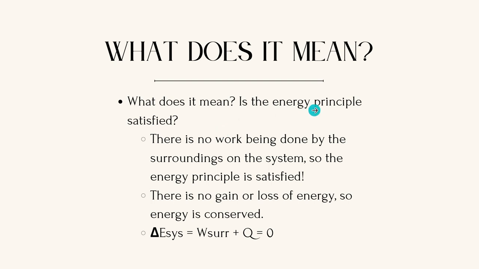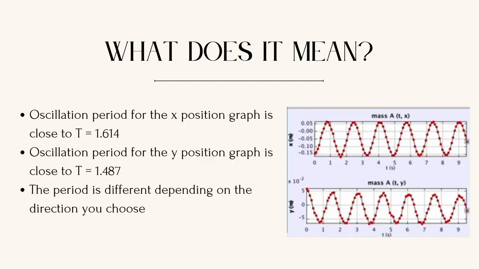Okay, what does this all mean though? Is the energy principle satisfied? There is no work being done by the surroundings on the system, so the energy principle is satisfied. There is no gain or loss of energy, so energy is conserved. The change in energy of the system equals the work of the surroundings plus Q, which equals 0.